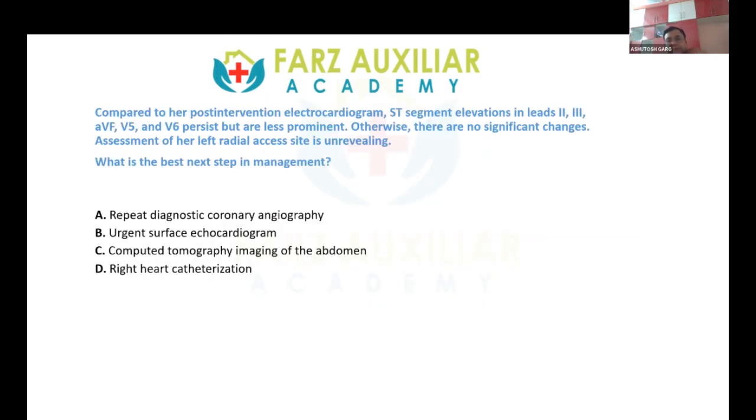Compared to post-intervention, ST segment elevation in leads II, III, aVF, V5, V6 is less prominent, otherwise no significant changes. Assessment of the left radial access site is unrevealing. What is the best next step in management? Options are repeat diagnostic coronary angiography, urgent surface echocardiogram, CT of abdomen, right heart catheterization.